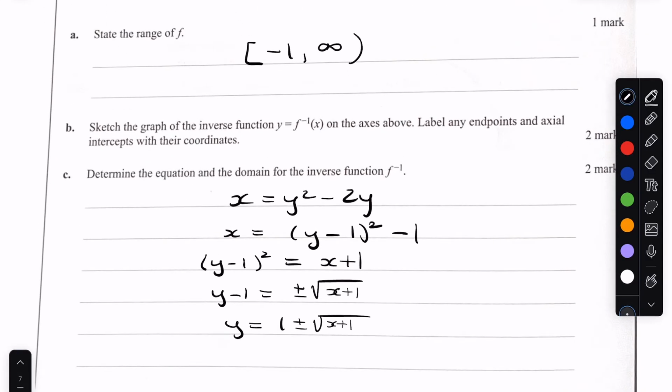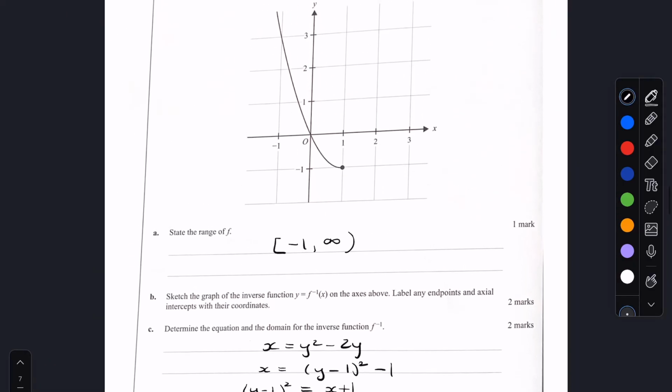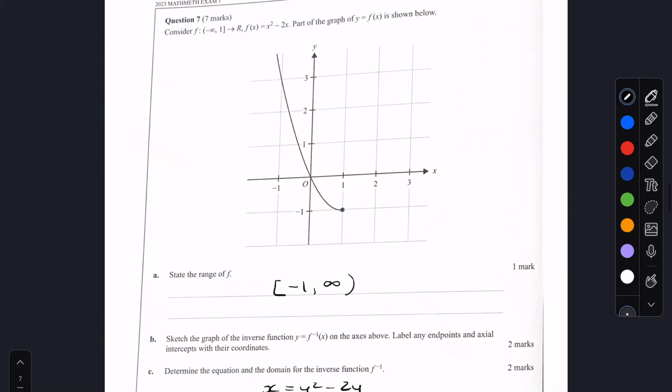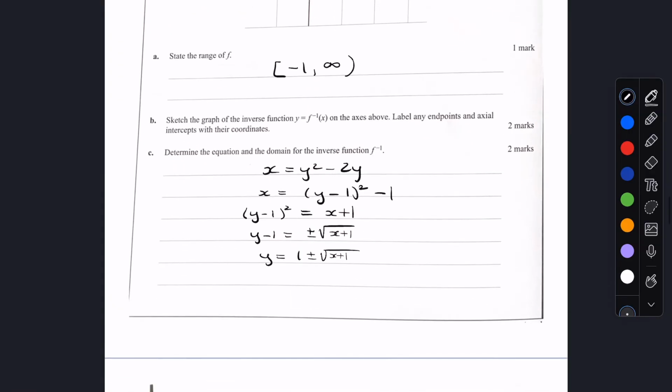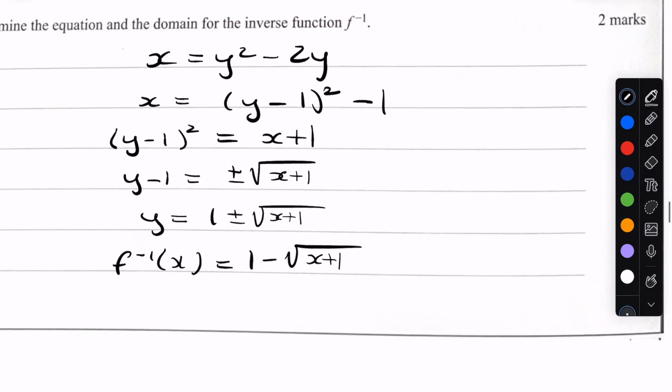Now we need to check which, is it the positive or the negative. Now the domain of this is -1 to infinity, but the range of this should be -infinity to 1. So we have to take the negative. So that means f inverse of x is equal to 1 minus the square root of x plus 1, and that's because the range is -infinity to 1.